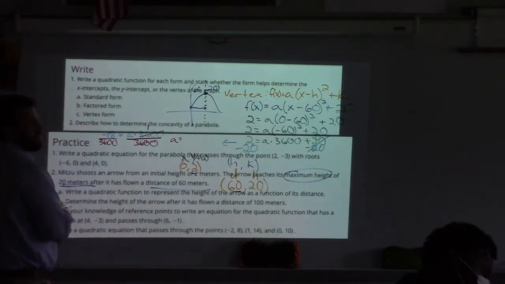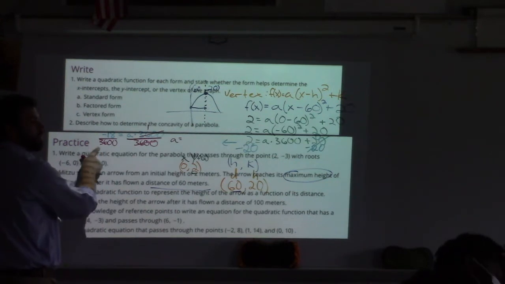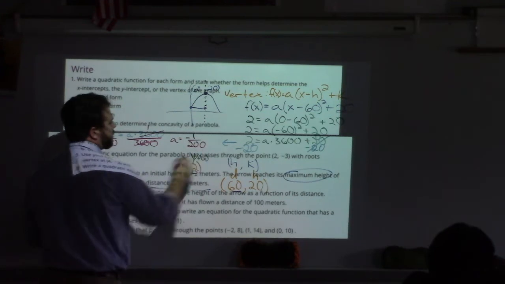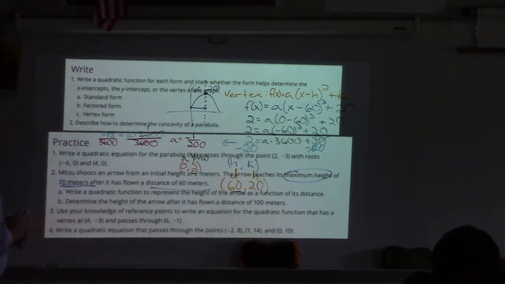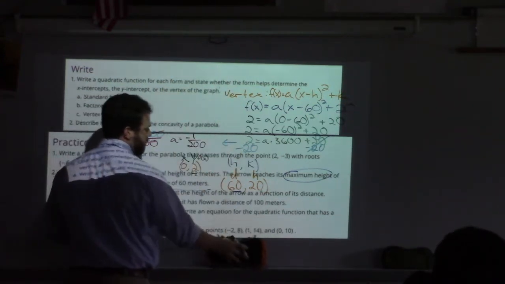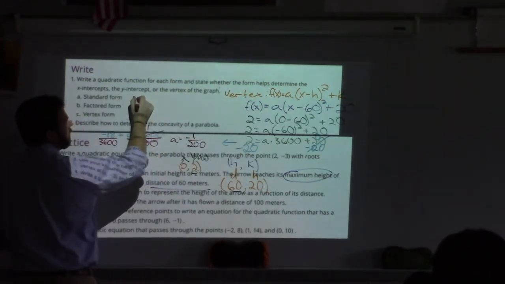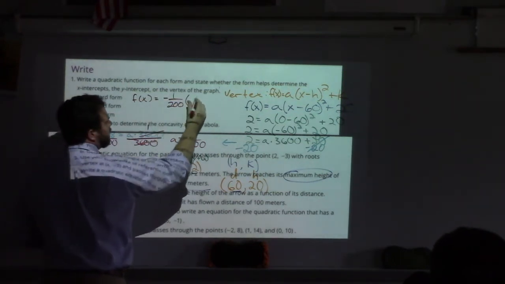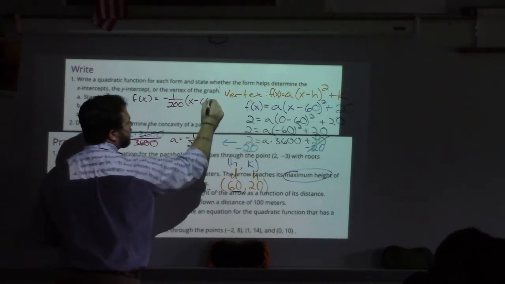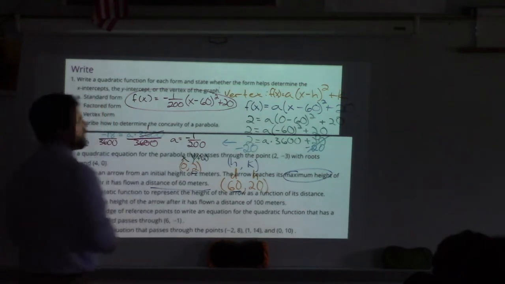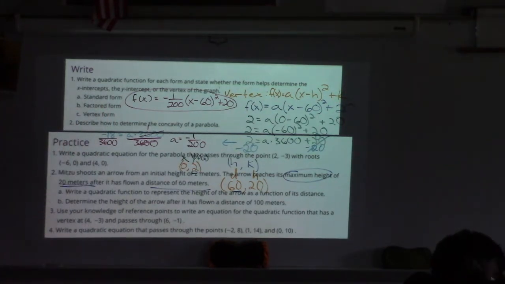Close. Make sure you put the numerator in the numerator and the denominator in the denominator. Negative 1 divided by 200. Now I have everything I need for that equation. So f of x is equal to -1 divided by 200 times (x minus 60) squared plus 20. There's the equation. Right? And that's what we worked on Friday, and we'll get some more practice with it here.